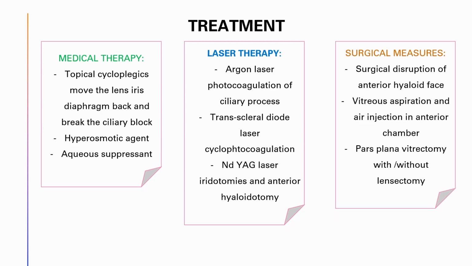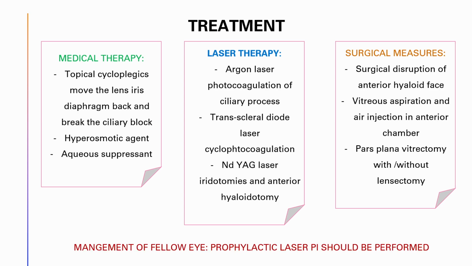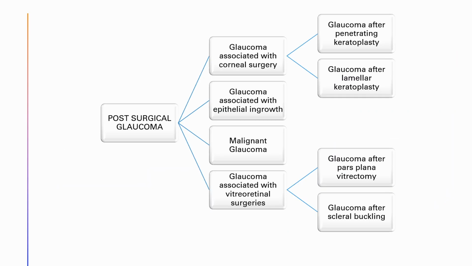The surgical measures can be surgical disruption of the anterior hyaloid phase, vitreous aspiration and air injection in the anterior chamber, and pars plana vitrectomy with or without lensectomy. And management of the fellow eye should always be done. Prophylactic laser PI should be performed in the fellow eye to prevent further such attacks in future.